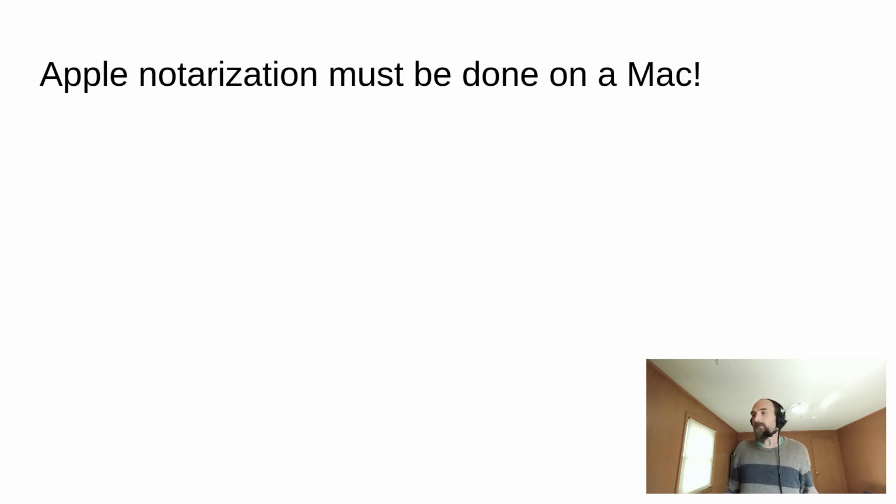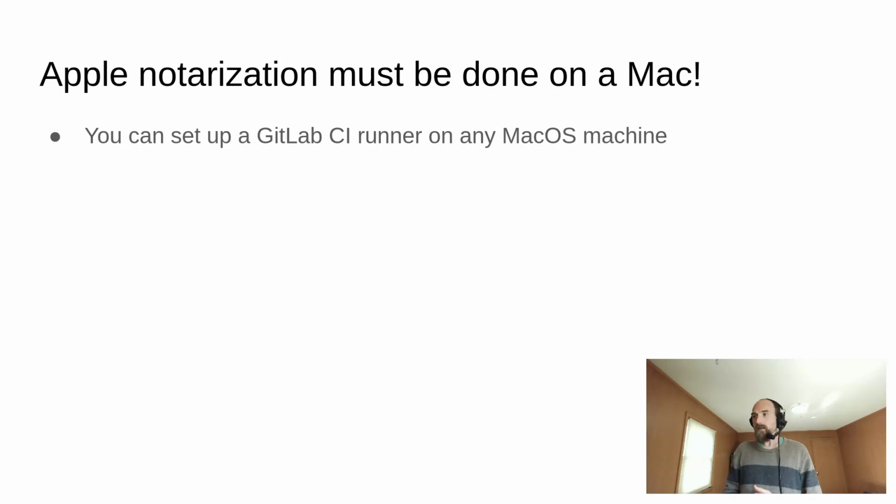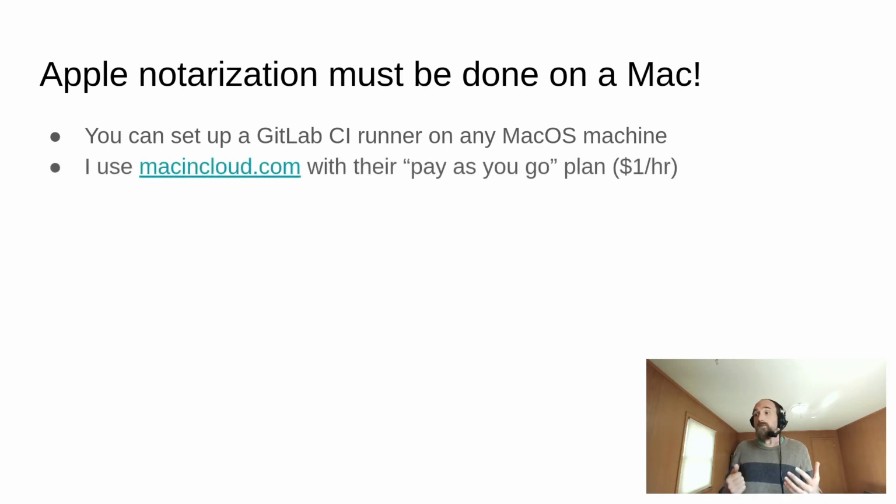So Apple notarization must be done on a Mac, but you can set up a GitLab CI runner to run on any macOS machine that you have access to that is connected to the internet. If you don't physically have a Mac, I don't, you can use a service like MacinCloud. There's a whole bunch of other services. I've heard of MacStadium. I think Amazon AWS also has a service that will let you run a Mac Mini in the cloud somewhere, and you're basically just renting time on someone else's Mac that's hosted somewhere else.